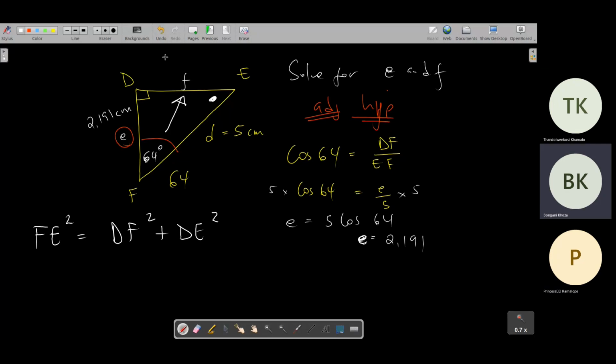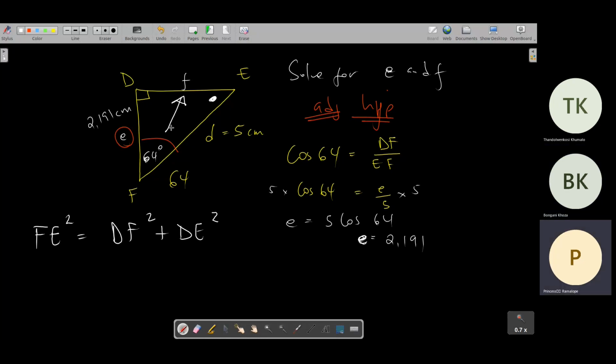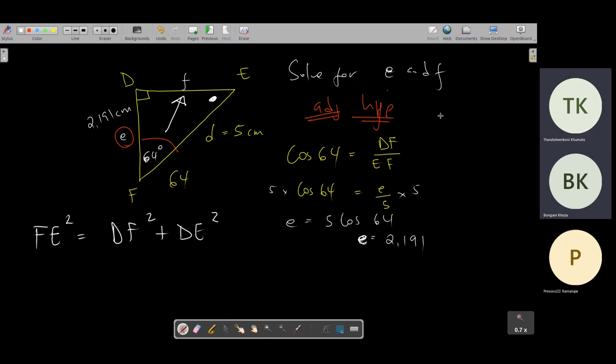This is a side, we're trying to get that side. So this is a side, right? So is f adjacent, opposite, or the hypotenuse? Opposite. So you're looking for something in opposite.